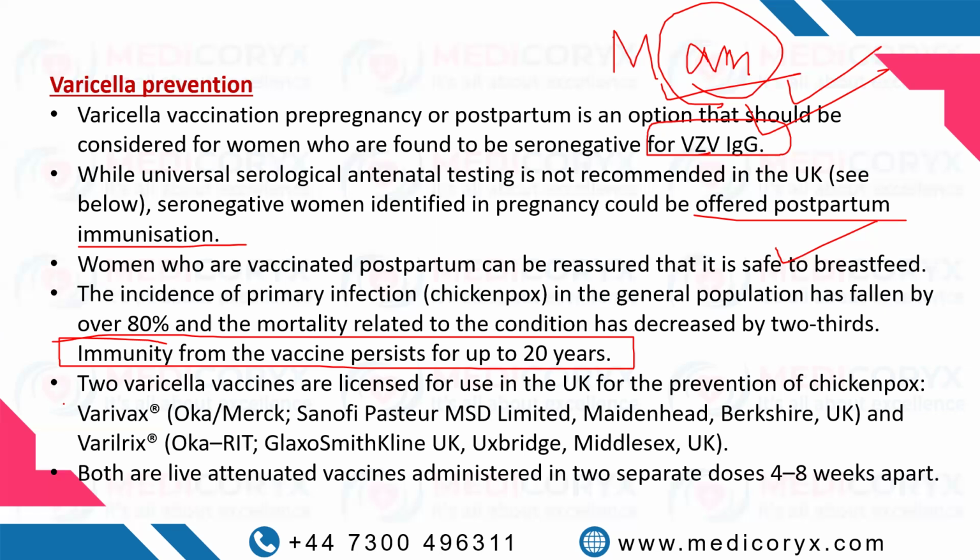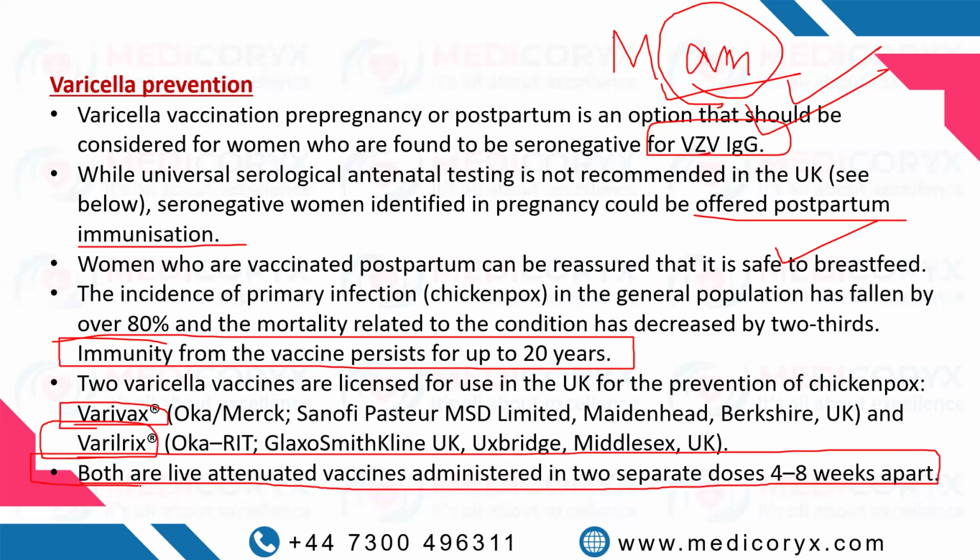So two varicella vaccines are licensed for use in the UK for the prevention of chickenpox. Number one is Varivax, and the second is Varilrix. Both are live attenuated vaccines administered in two separate doses, 4 to 8 weeks apart. And because they can give rise to a somewhat live reaction, we need contraception as well for at least 4 weeks.